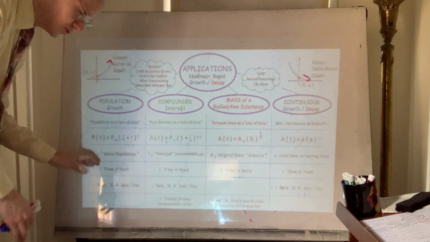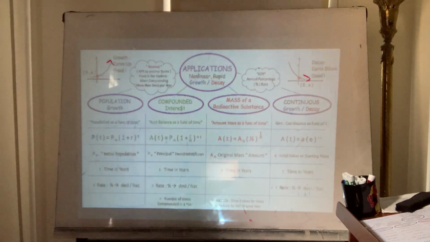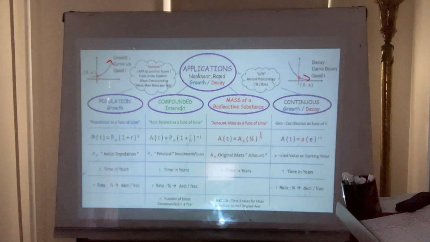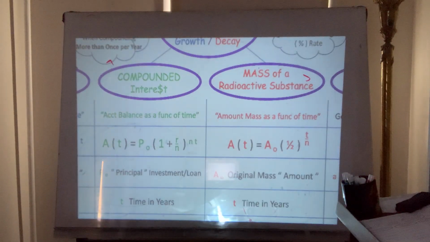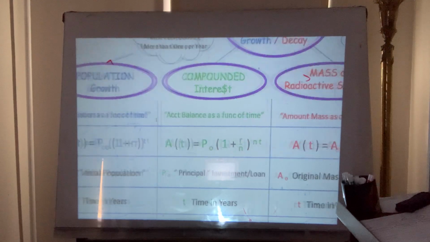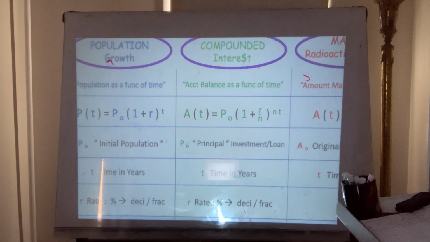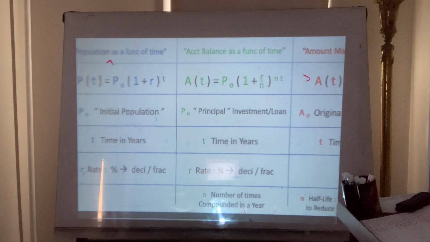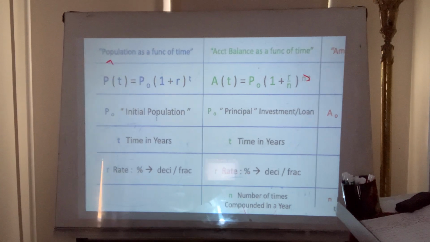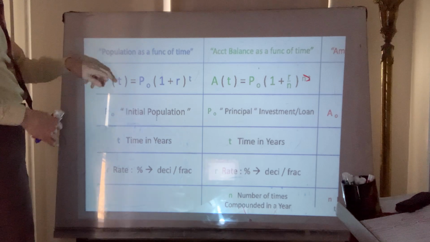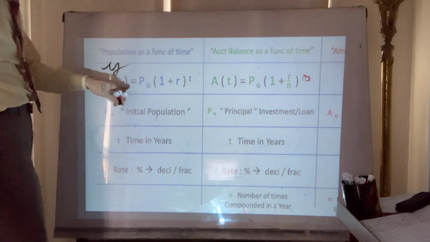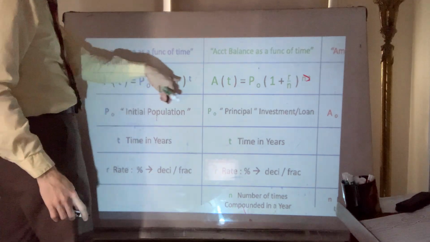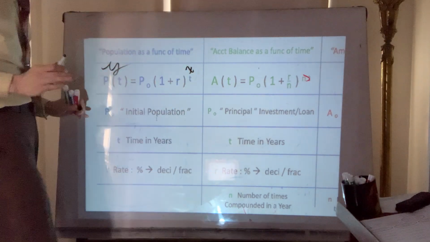Now, the labels you may notice are changed, but don't let that deter you. Let me zoom in on the compound interest here. And the population: to call something P of T is just in lieu of saying Y, and to have T as the input is to use that instead of X.